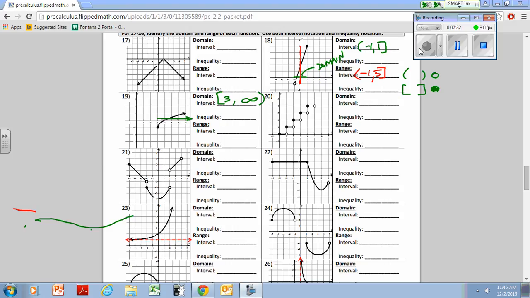All right, so we have our domain. Let's see if we can get our range.